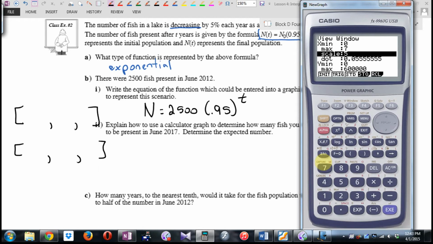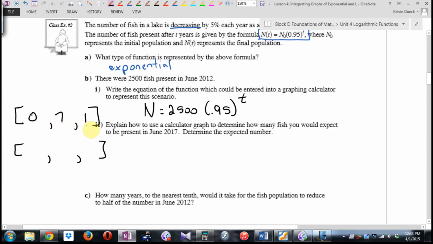Because, by the way, the reason I always go a bit past is if it's right on the edge of my screen, it might get cut off. 8 would be fine, 10 would be fine. This is not a right or wrong answer. There's just better or less effective. Scale, you know what? From 0 to 7, I think I can go up by 1s. So let's fill that in. 0, 7, 1. 0, 8, 1 I would take as well. It's just our graphs would look different.